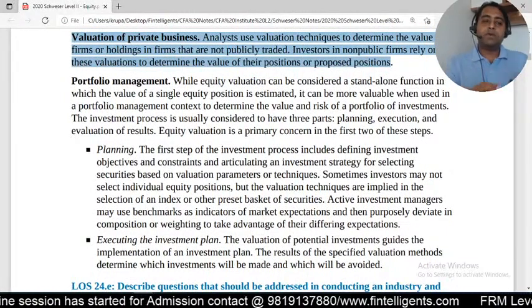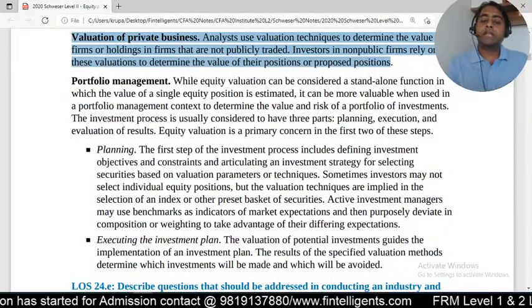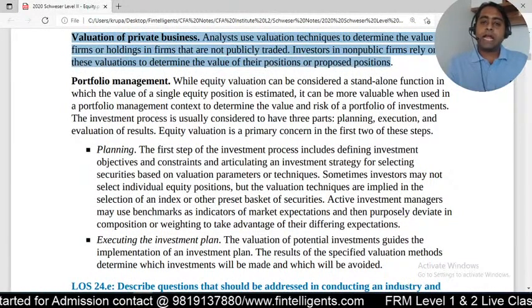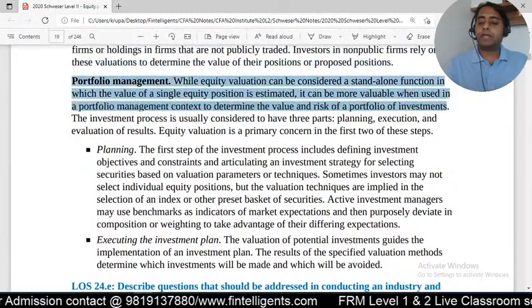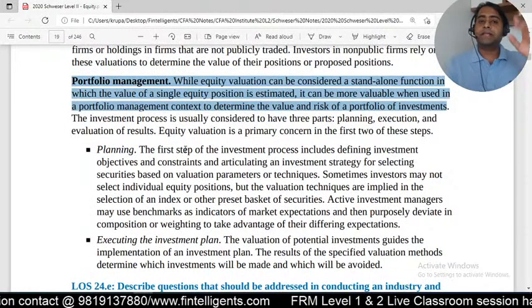Obviously, if you have the value, you have the risk also, and you will try to take a decision on the basis of that. Now, kindly read the first 3 lines of the paragraph. The first 3 lines.